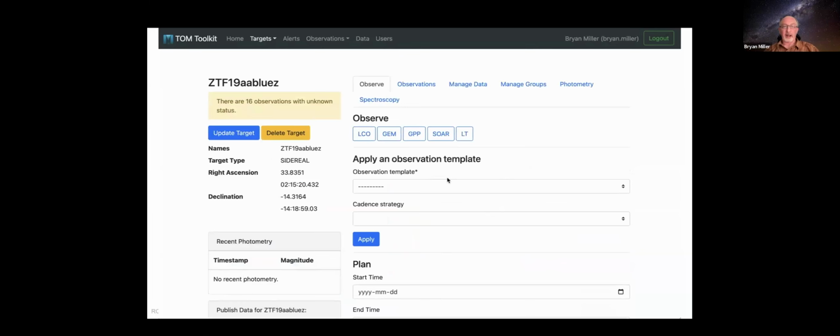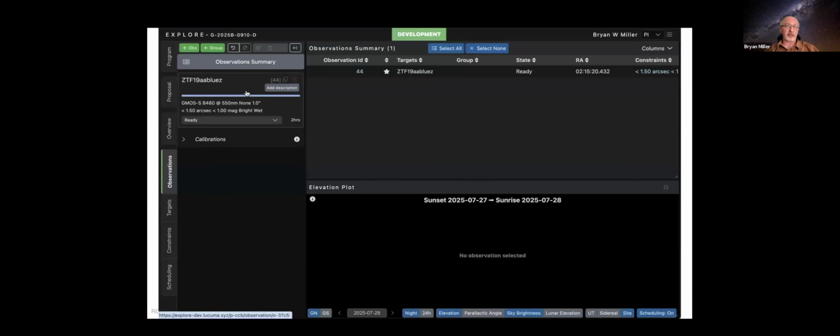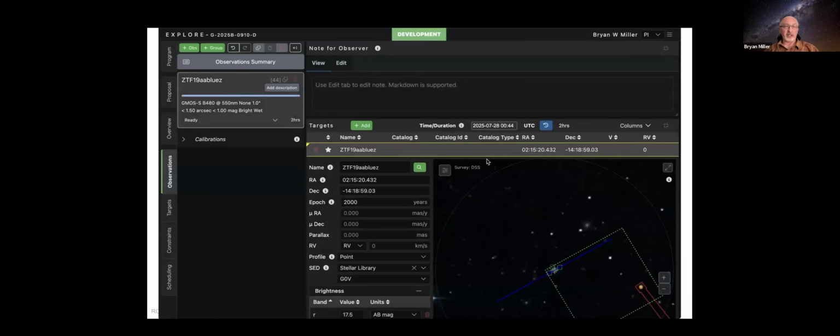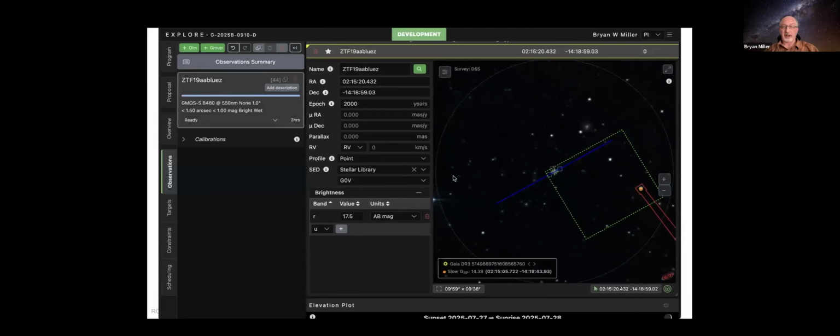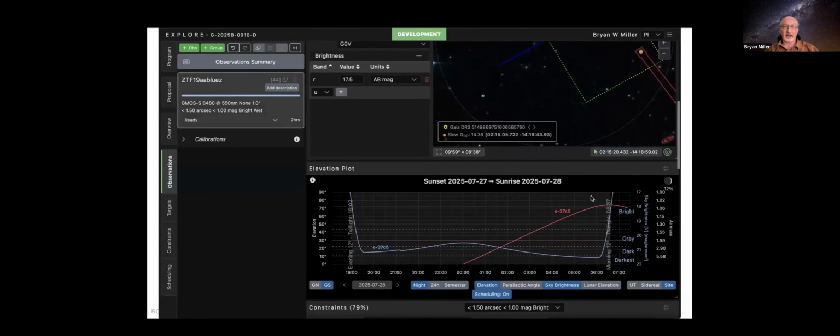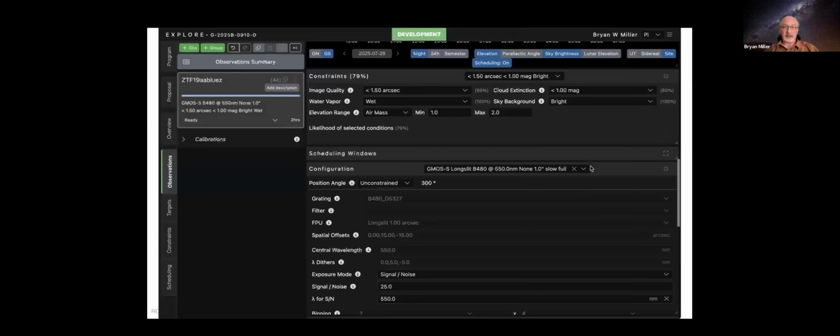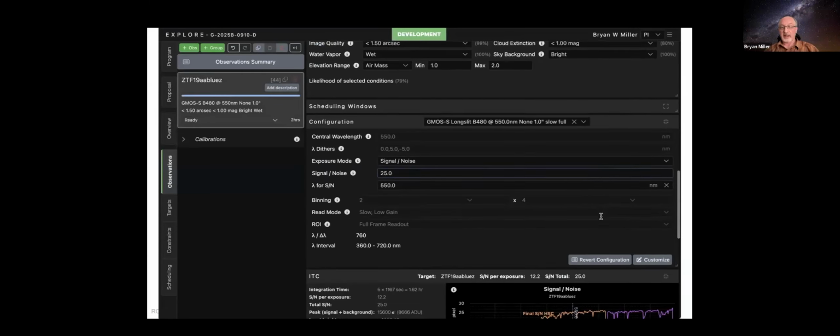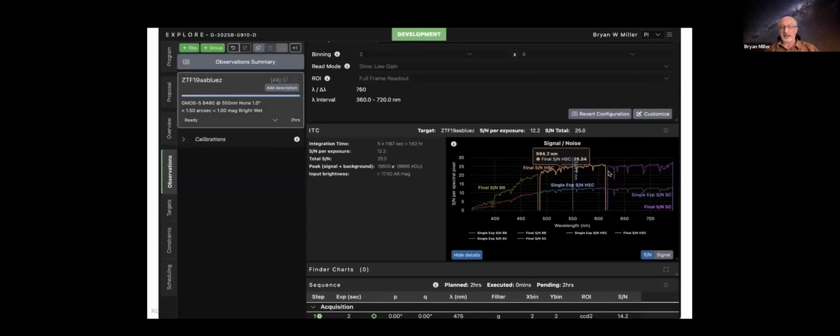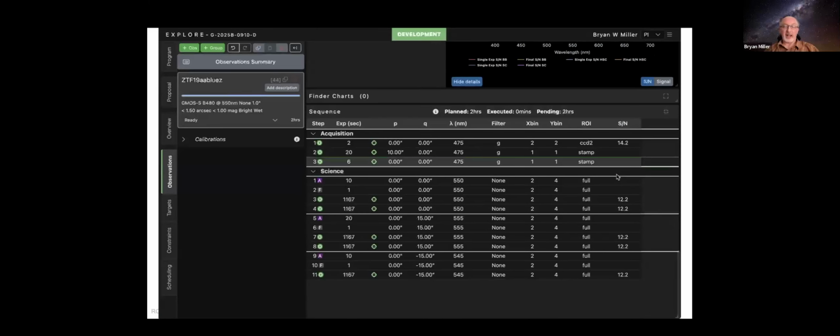There's the entry in the TOM database. If I jump over to Explore, there's the new observation set to ready with all the target information, the guide star selected automatically. There's the conditions, constraints, and the instrument detailed configurations. It's run the integration time calculator on that, and using that, it's created a sequence that will meet that signal to noise. And that is ready to observe. That'll be picked up by the scheduler in the next run.